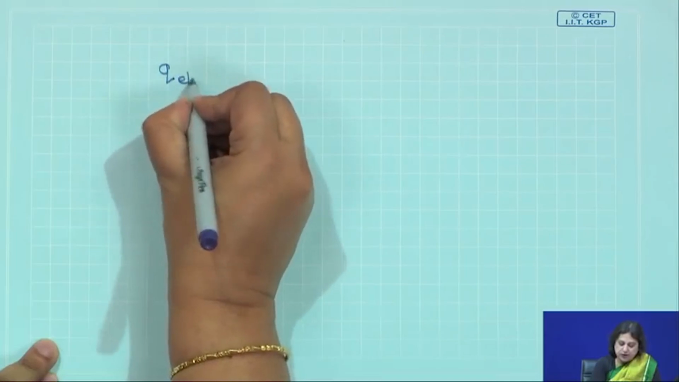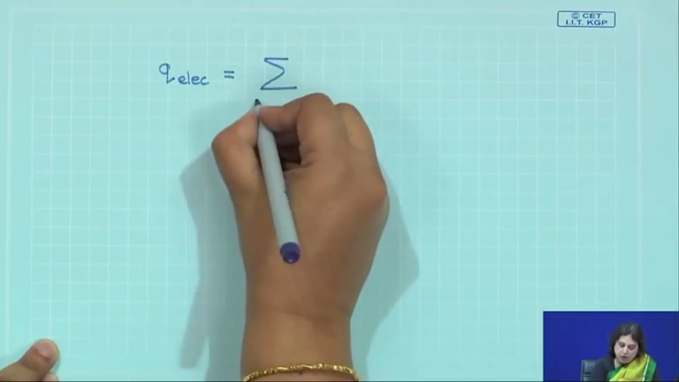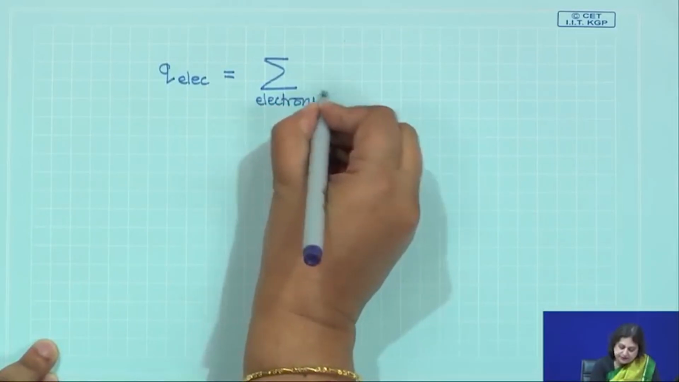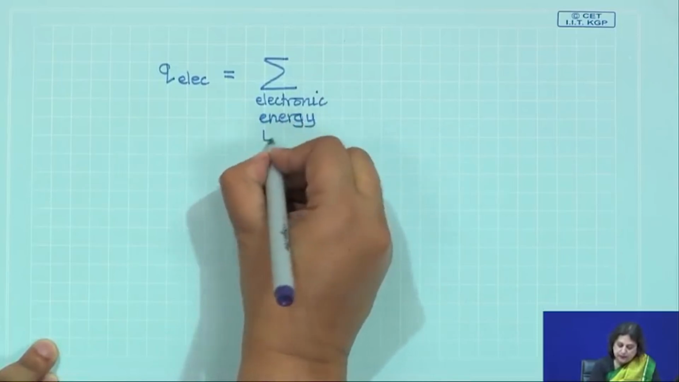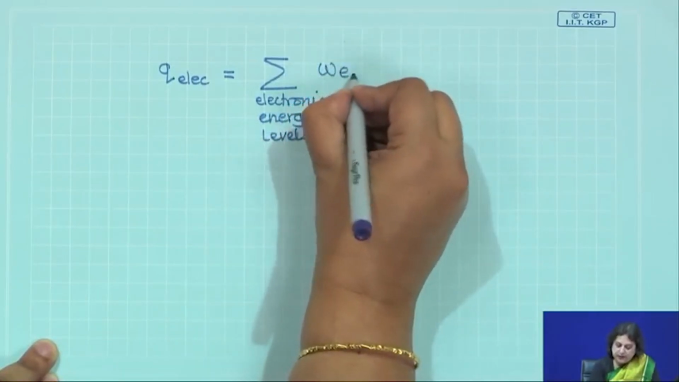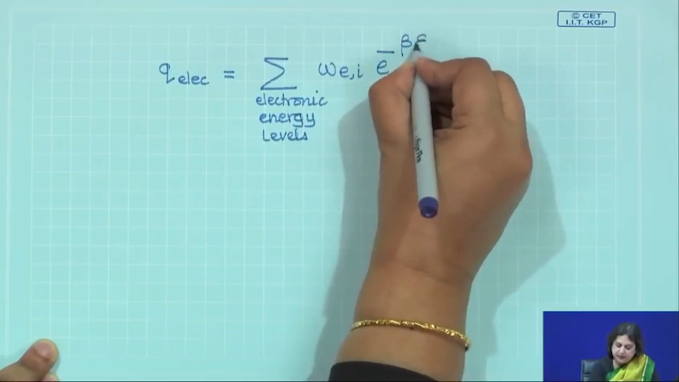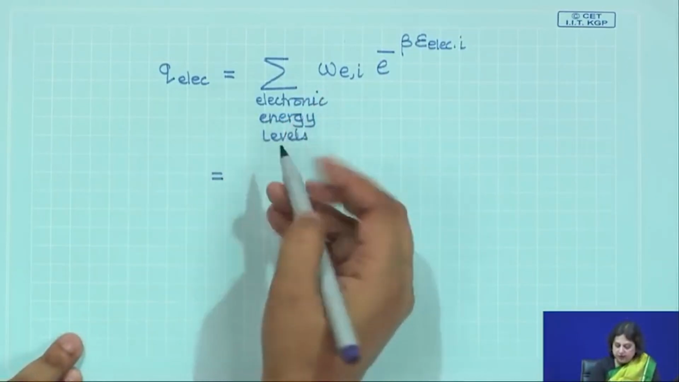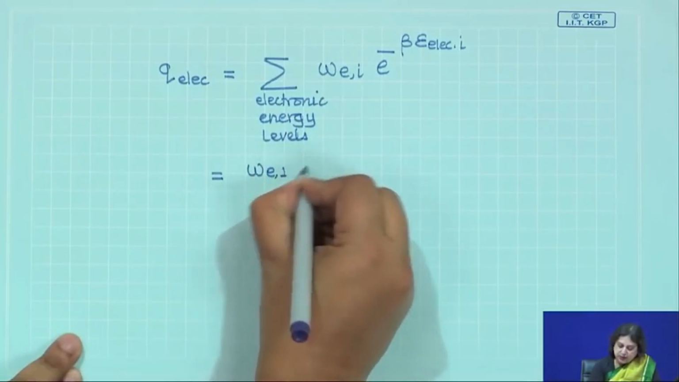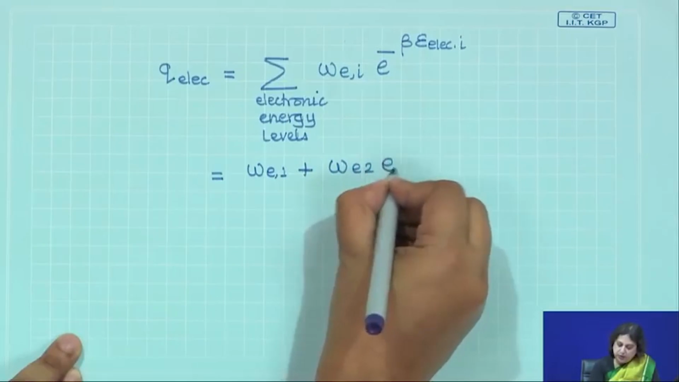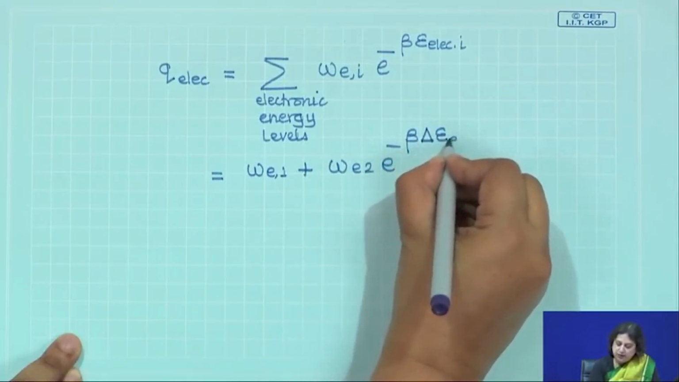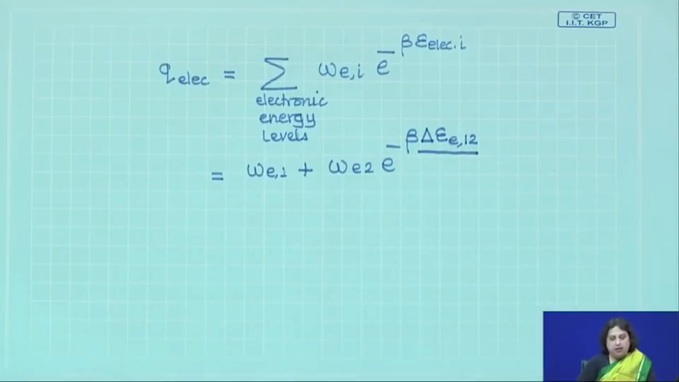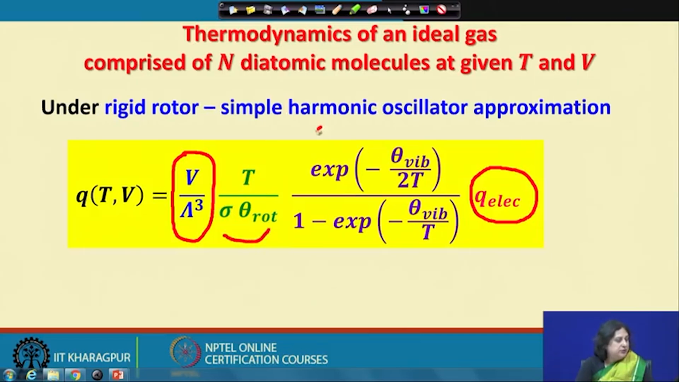talk about Q electronic, which is equal to the summation over all possible electronic energy levels of omega E I e to the power of minus beta epsilon electronic I. We have seen that by setting the zero of energy at the ground electronic state, I can very easily write this as omega E 1 plus omega E 2 into e to the power of minus beta delta epsilon E 1 2, where this is the energy difference between the ground and the first excited electronic state, and that can be obtained very easily from experiments. Now, there are two terms otherwise which appear over here.